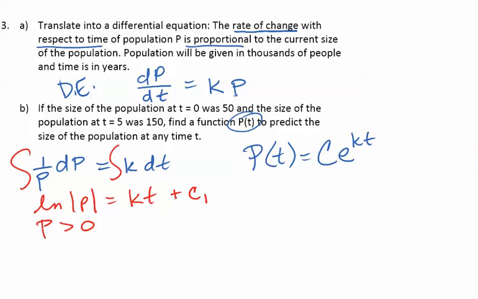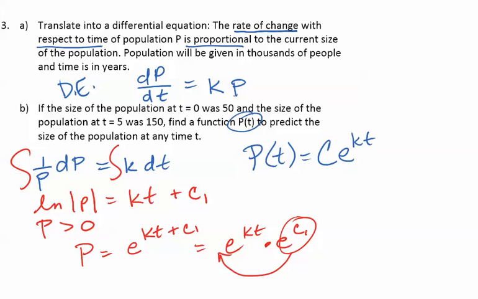The question is, when do you want to find the value of the constant? But remember that in these problems, that constant is going to turn into our initial population. So let's exponentiate each side. So e to the ln of P becomes P, and e to the kt plus this constant is e to the kt times e to the c, and that e to the c1 became our constant. So that's where we came up with our model.